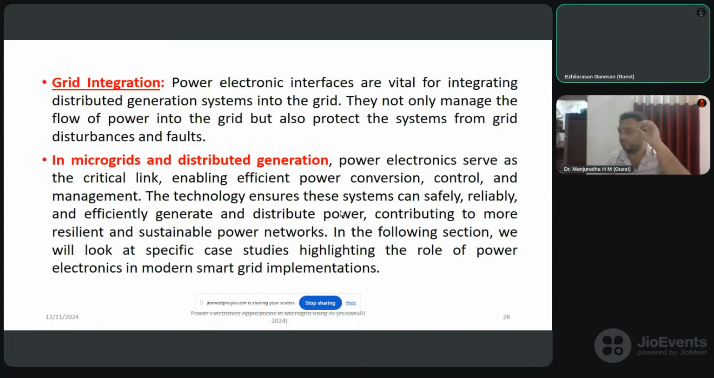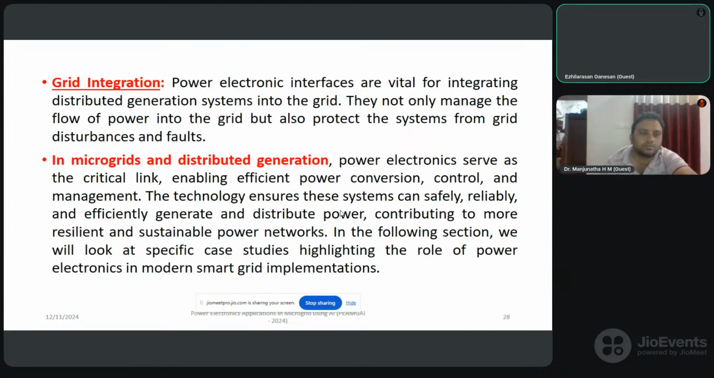Then grid integration also is very easy. If you are an electrical engineer, you would have done an experiment in the laboratory. If you have not performed the experiment of connecting an alternator to the infinite grid, then you have lost something of importance. Connecting an alternator to a grid is called synchronization. That synchronization is now taking the name integration. Connecting solar PV generation to the grid, connecting a wind generation to the grid, or connecting a hybrid generation to the grid is called integration. That integration is very easily done by means of power electronics.